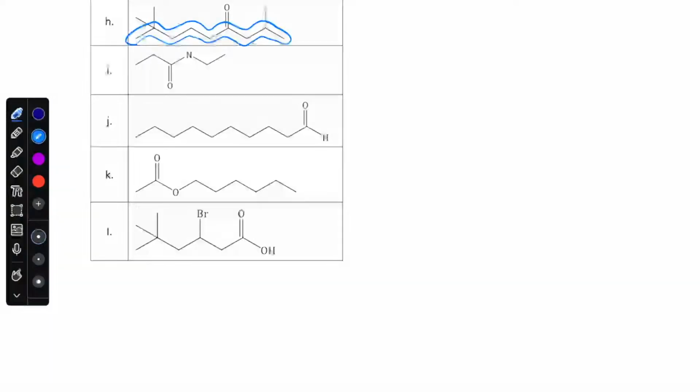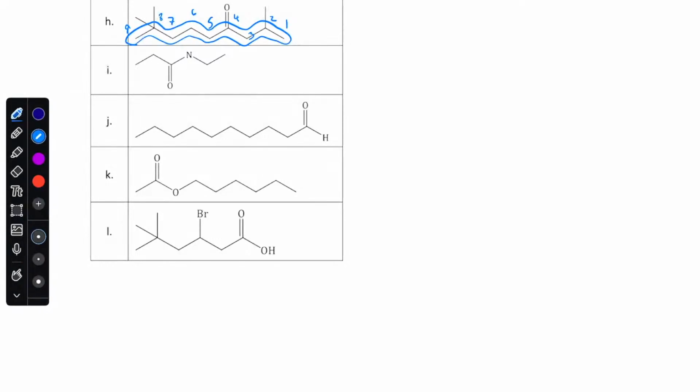And it looks like that. And we want to number it in the direction that gives the lowest possible number to the carbonyl group. 1, 2, 3, 4, 5, 6, 7, 8, 9. So this has 9 carbons. This is going to be a nonane, but because it's a ketone, it's going to become a nonanone. So it's a little fun to say, but there we go.